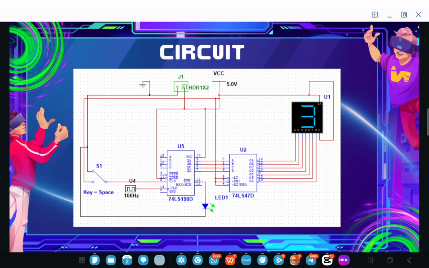Output display. The output display is optional, depending on the design. The Q outputs, Q0 to Q3, can be connected to LEDs to show the binary value, or to a 7-segment display with a binary to decimal decoder. This helps visualize the count in real time.